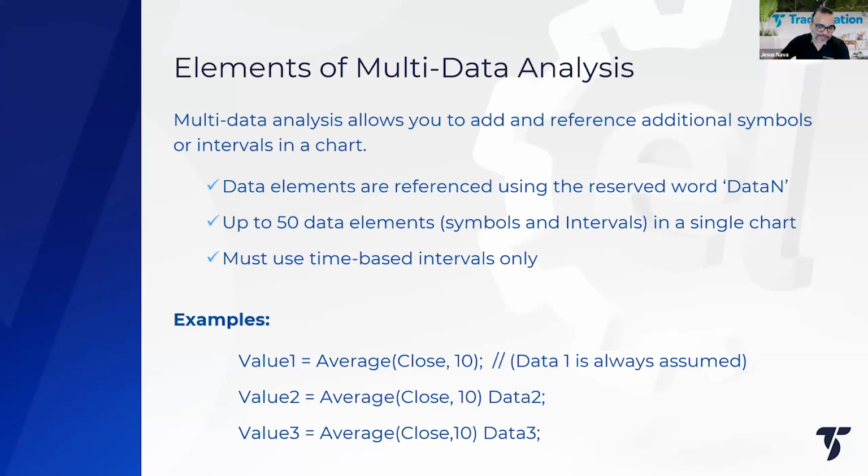And the third example is just the same function, but referencing data 3. It's very simple, very straightforward. There's nothing complex here. You just want to remember which symbol is which data number, because that's the important thing. EasyLanguage will assign the numbers in the order in which you insert the symbols, and that's something that you have to keep in mind. There is a dialog inside of TradeStation that allows you to check which symbol is which data number, so you don't have to keep track of that manually. But we'll get to that once we start creating our indicator.